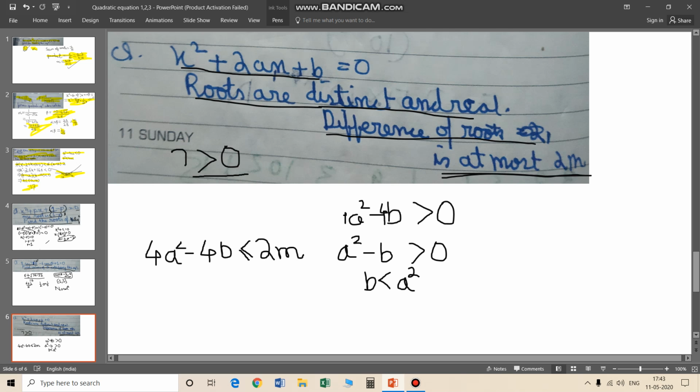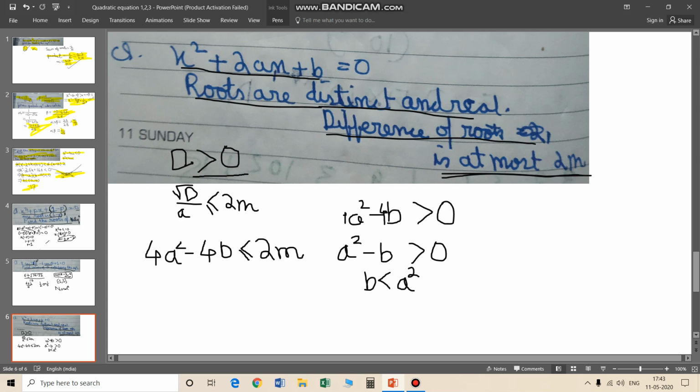Alright, this is my mistake. My mistake was, let me tell you, what is the difference of roots? I have directly thought it to be the discriminant. This is the difference of roots: root D by a, which is less than or equal to 2m, right? Difference of roots we can easily find by Sridharacharya method.